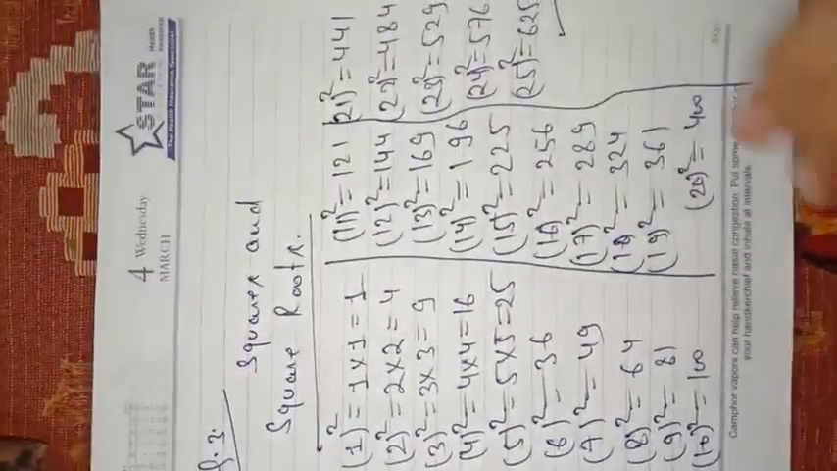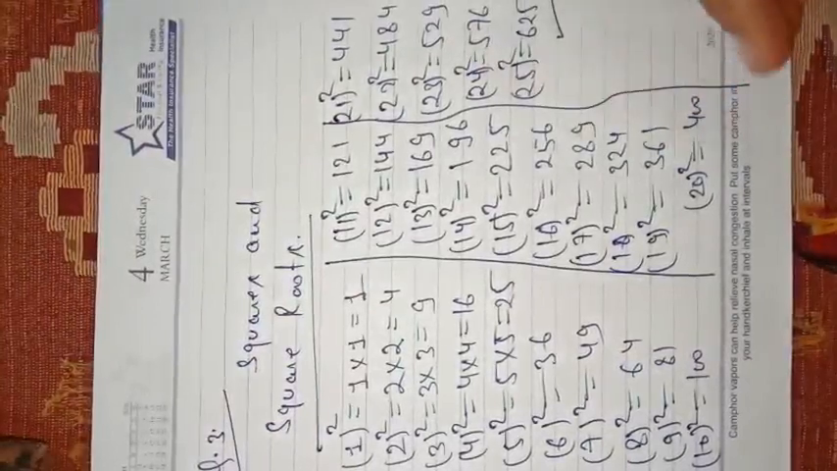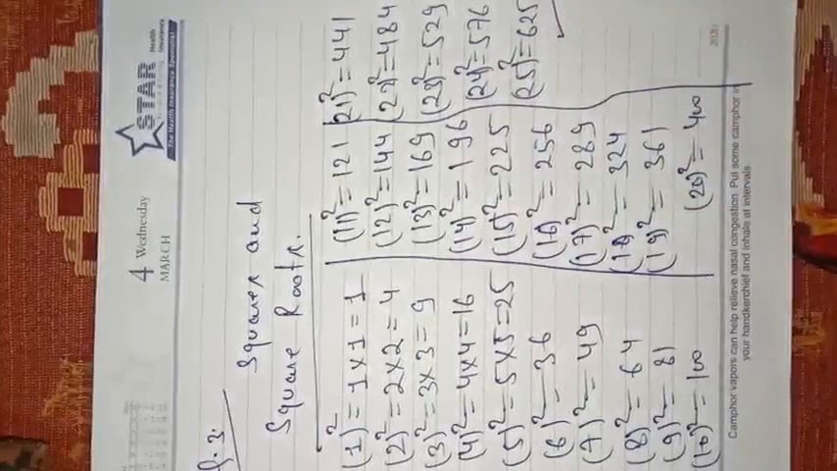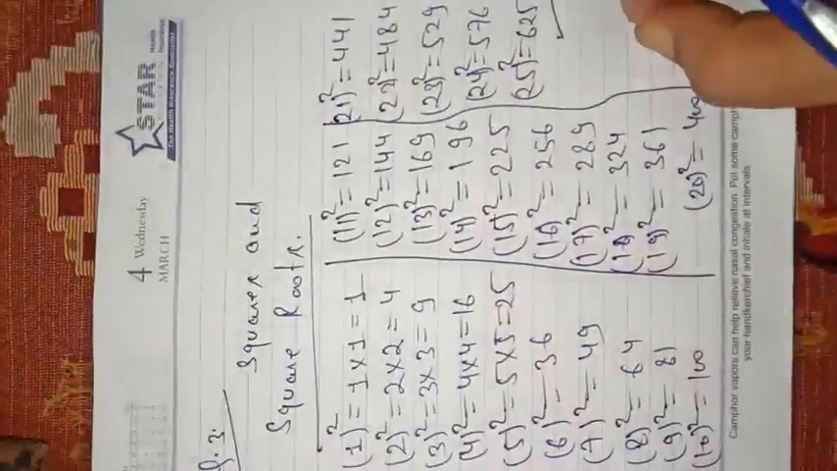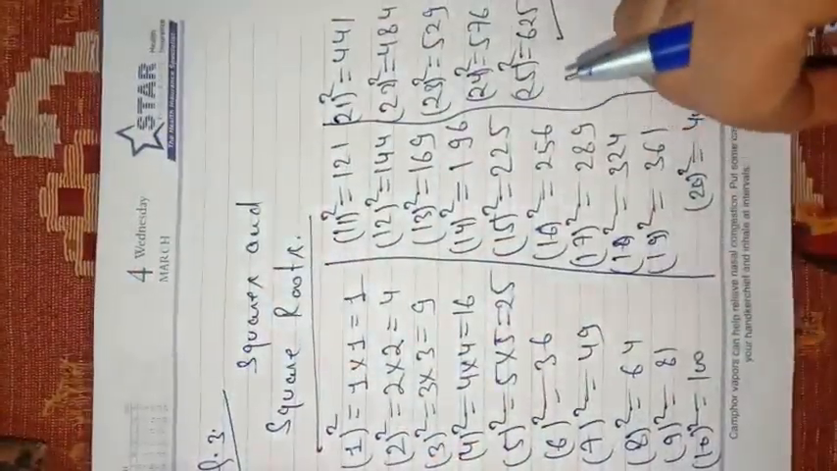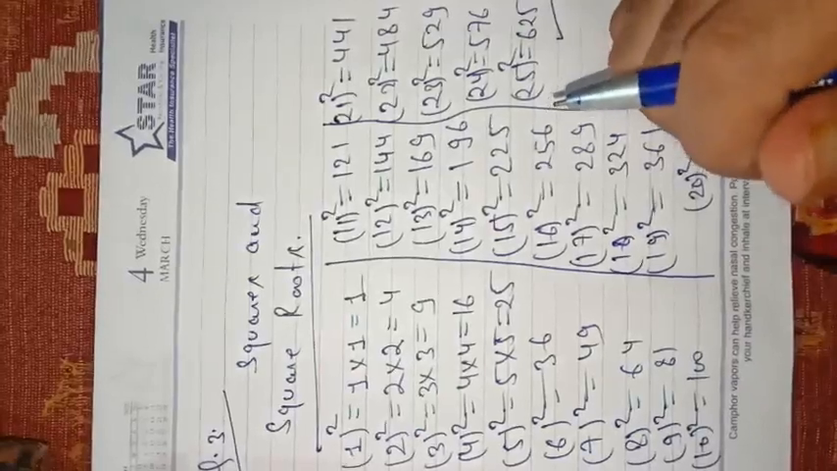Why should every student learn? Because once you learn the squares up to 25, I have a few shortcut tricks. Maybe you have watched the videos, so we will discuss this later. Right now we are going to understand the concept behind squares and square roots. If a number is multiplied by itself, then we get the square of the number.